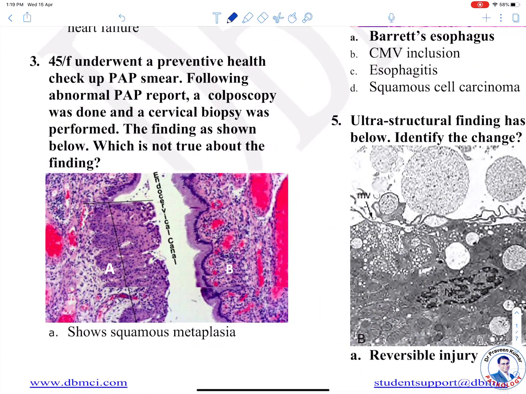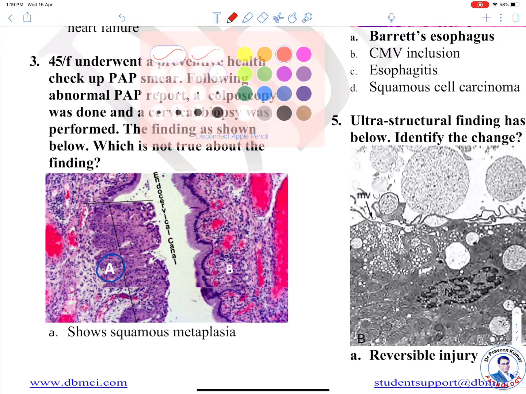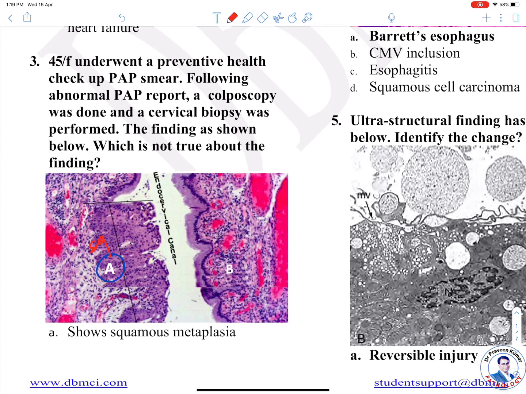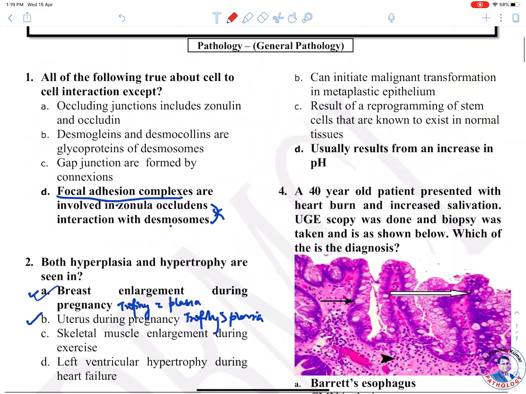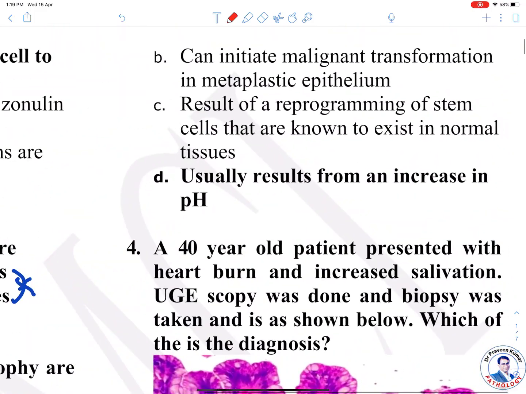Now I hope you all got this, that this A area is basically squamous epithelium and this is the columnar epithelium. Okay. So obviously the statement not true about this condition will be option D, because I told you very clearly in the note that it is not because of an increase in pH, it is because of a decrease in pH.